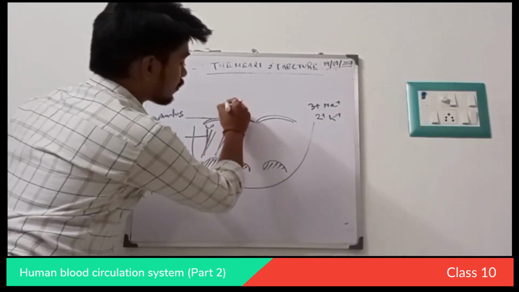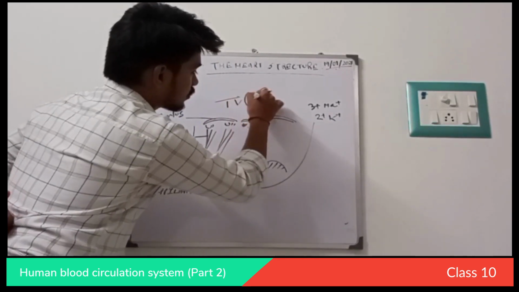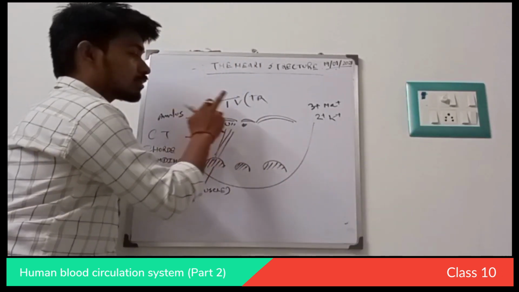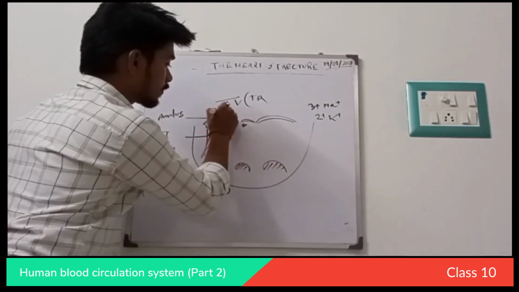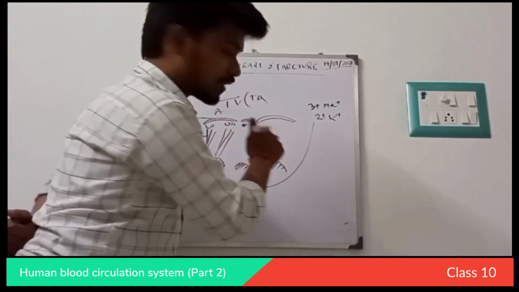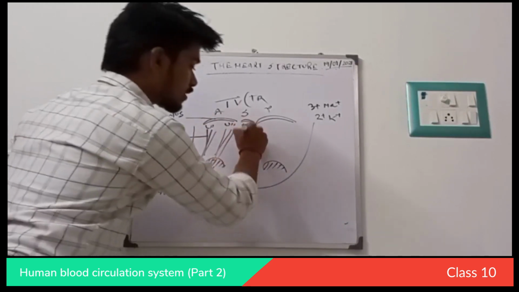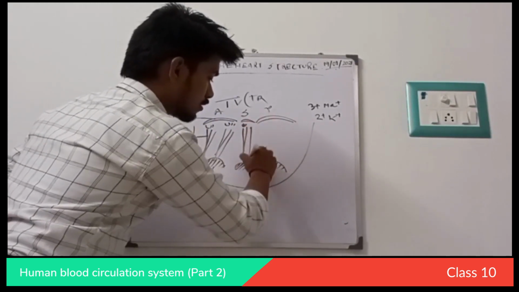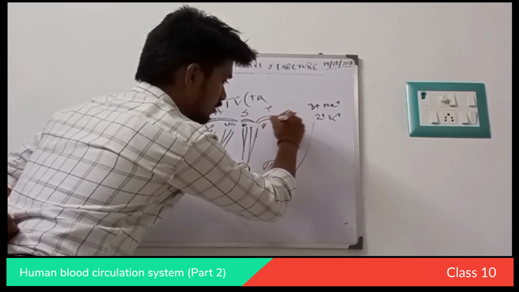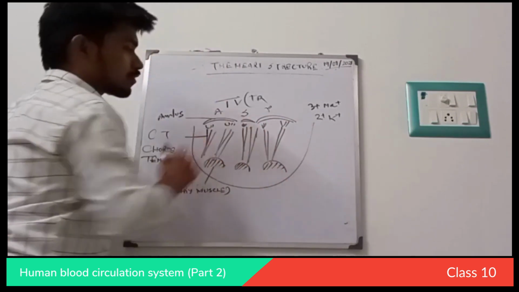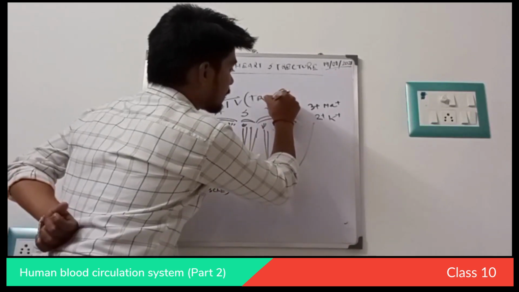So I am talking about the tricuspid valve. Tricuspid means three cusps: anterior, septal, posterior. I make an initial, ASP: anterior, septal, posterior. That is why it is known as the tricuspid valve.